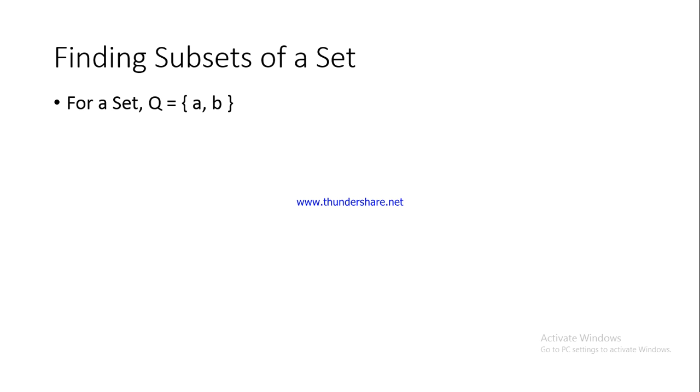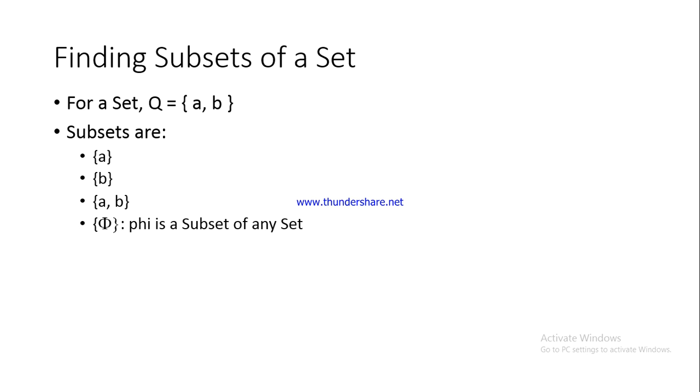So let us take an example. Suppose that Q is a set which has two elements A and B. Now if you want to find out the subsets of this particular set, then these are the subsets. And how do we find them? You will have to use a particular procedure. First, you take all the elements of a set one at a time.